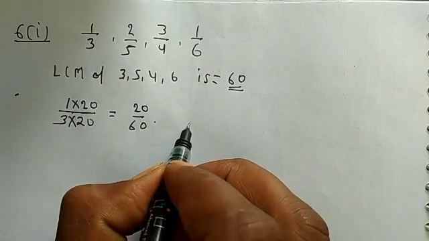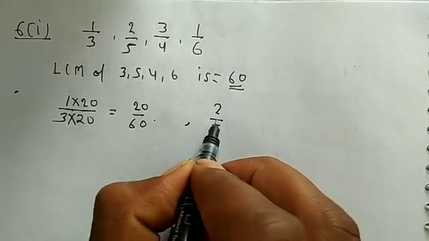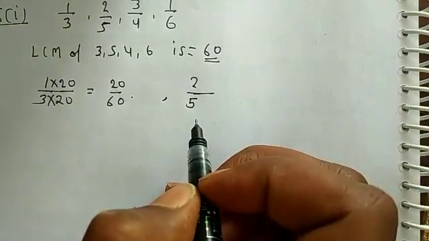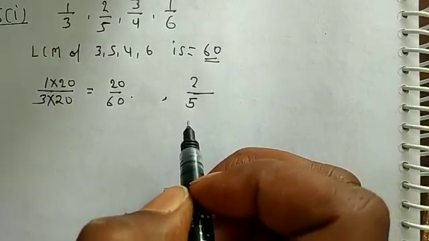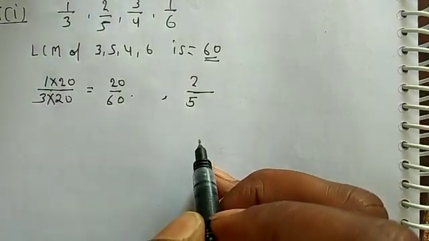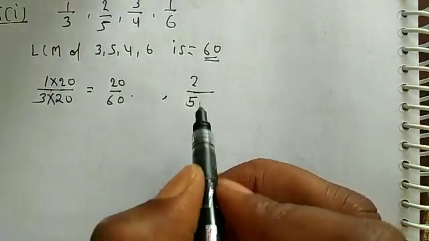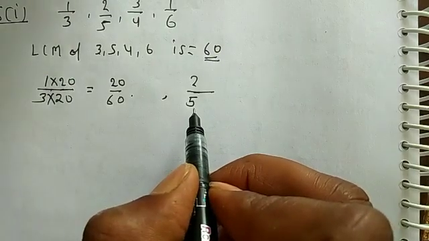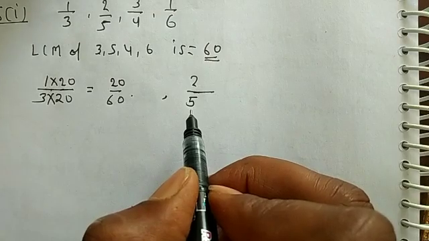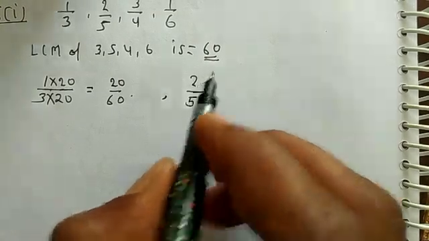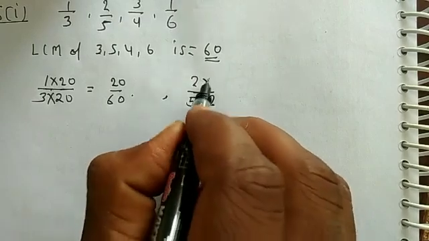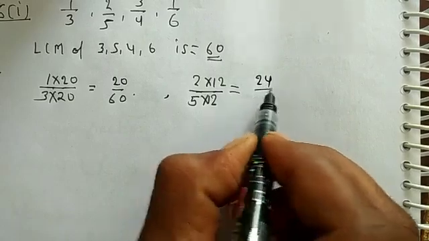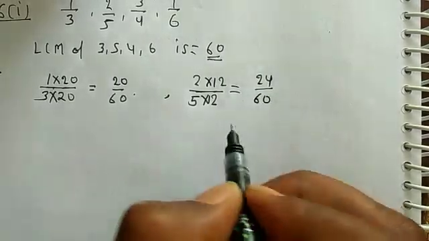Another fraction, this is 2 upon 5. By which number do we multiply 5 to get 60? So 12 5s are 60. How did we find this? Simply divide 60 by 5, so it will give 12. It means if we multiply 12 with 5, 60 will be there. So that will be 12 2s are 24 upon 60.